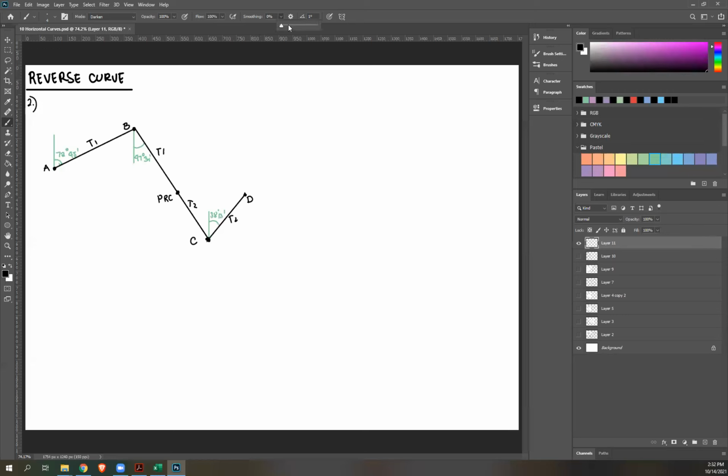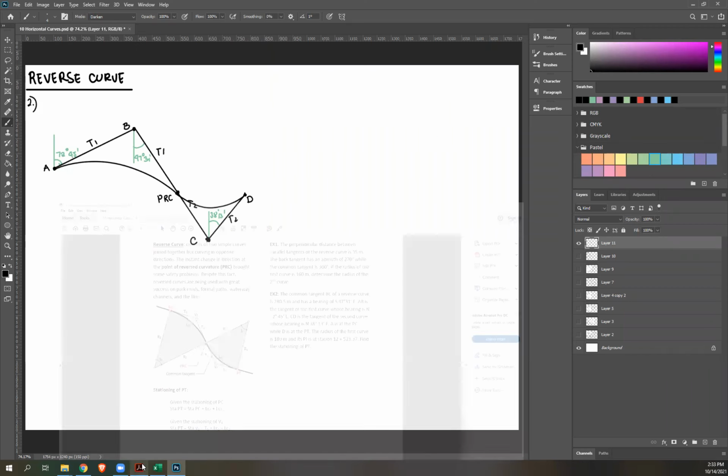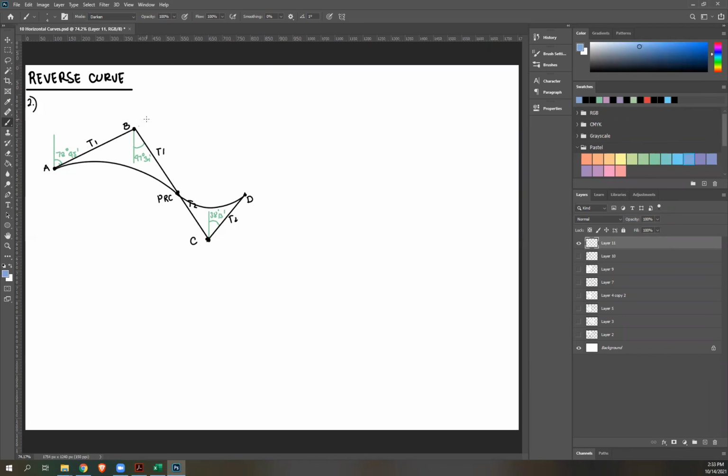Okay, now you have your tangents. Let's try to draw the reverse curve. Once again, combine points, and then you're going to go the reverse way. So that's your reverse curve. Next, what else is given? The length of your common tangent is 280.5. So this entire thing is 280.5.